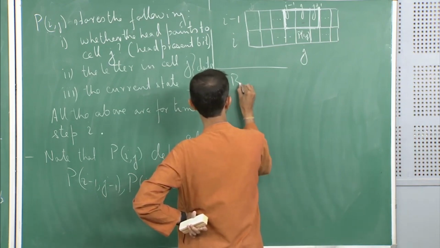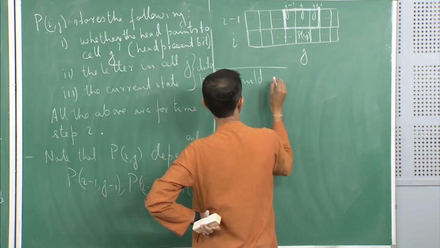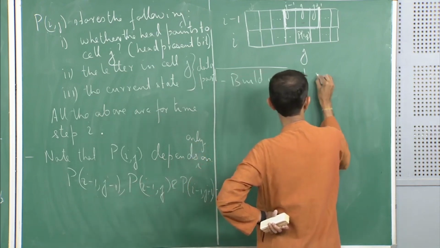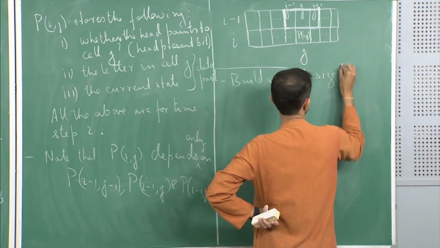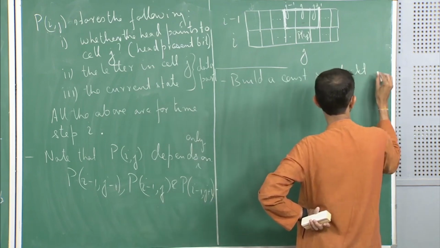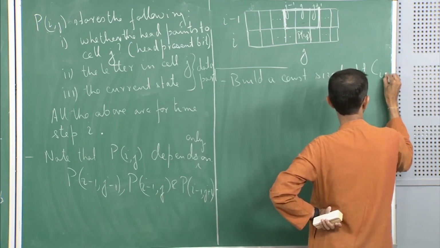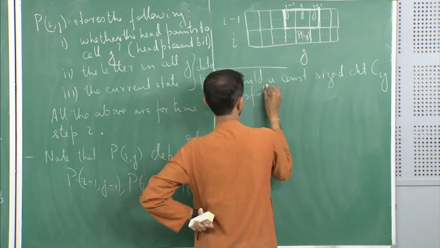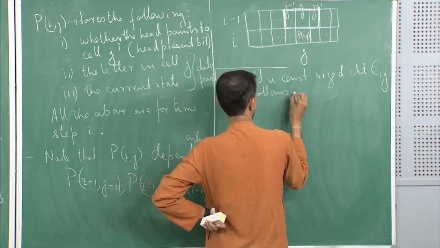So we build a constant sized circuit, let us call it Cij, as follows.